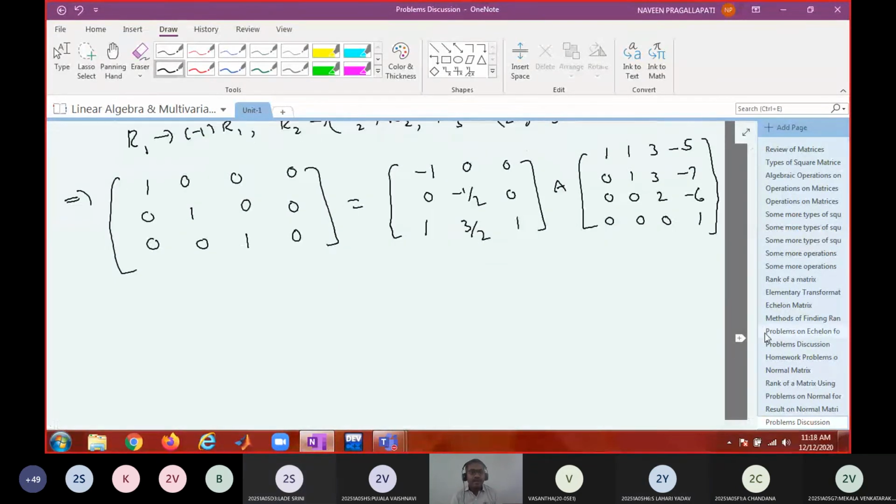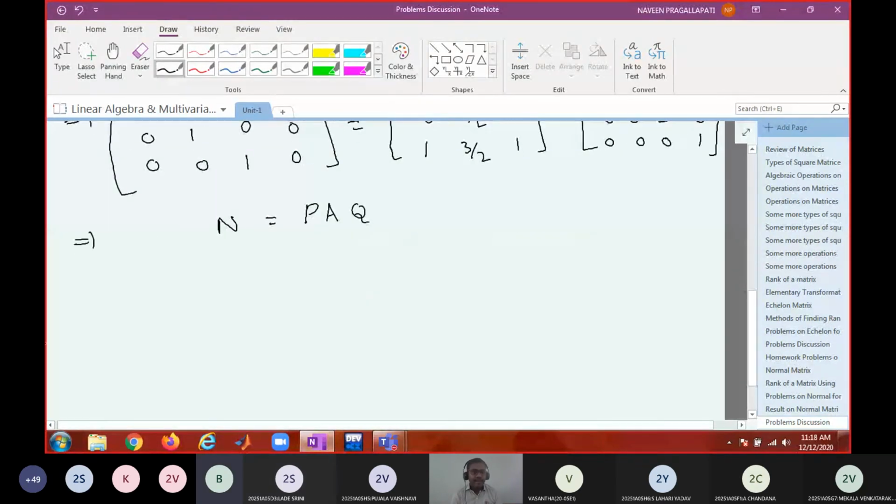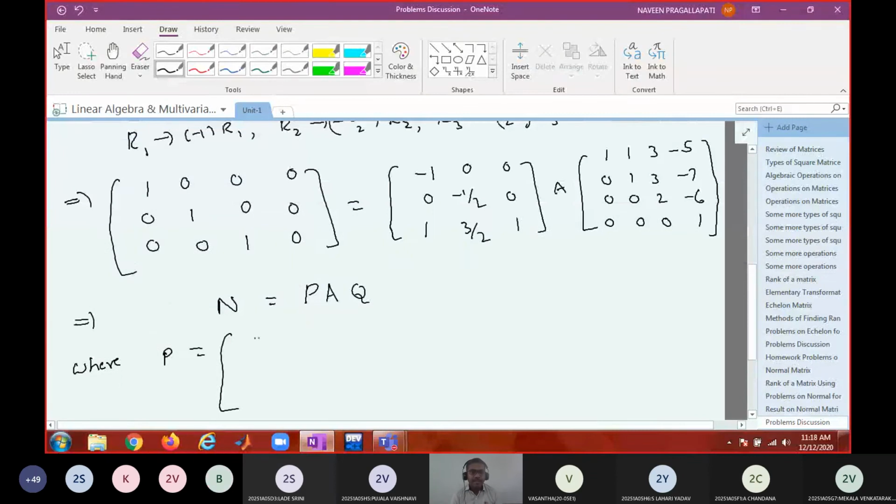Okay. Therefore, we got an equation of the form N. Is it a normal matrix or not? N equals P A Q, where P equals, I am writing this, minus 1 0 0, 0 minus 1 by 2 0, 1 3 by 2 1, and Q equals 1 1 3 1.